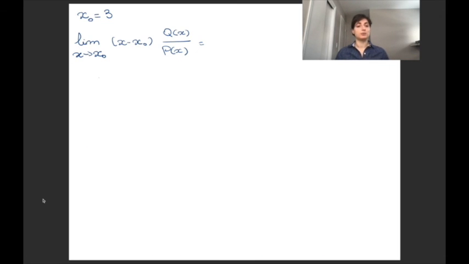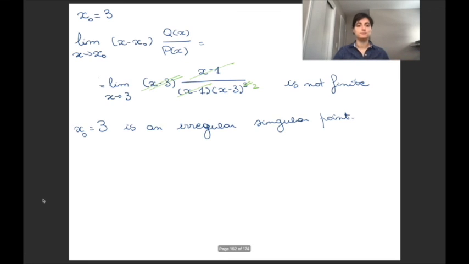Let's try x naught equal to 3. So we have the limit for x tending to x naught of x minus x naught times Q divided by P. A lot of things simplify, but what is left is the limit for x tending to 3 of 1 divided by x minus 3 squared. So it is not finite. x naught equal to 3 is an irregular singular point, and we don't even have to check the second limit.